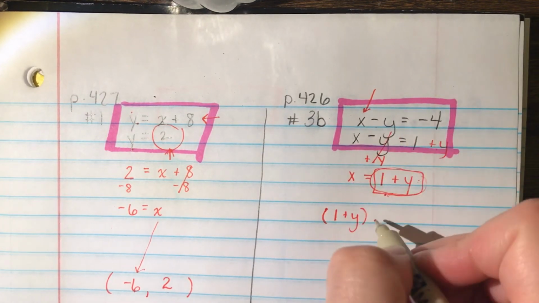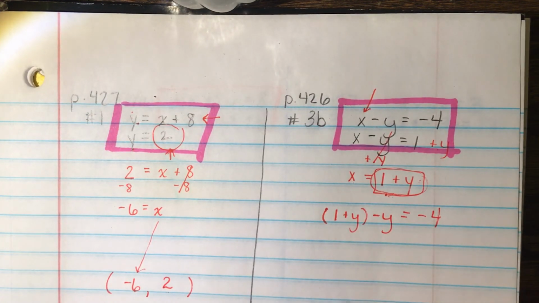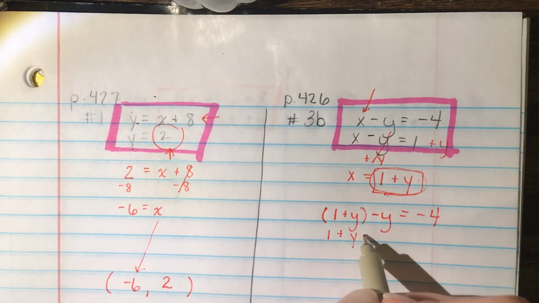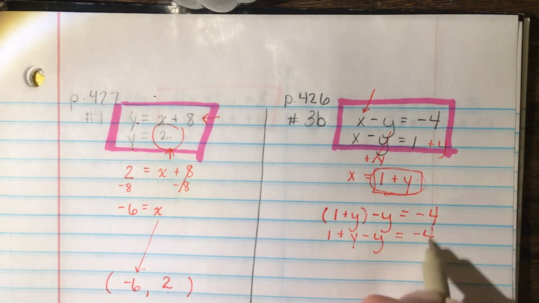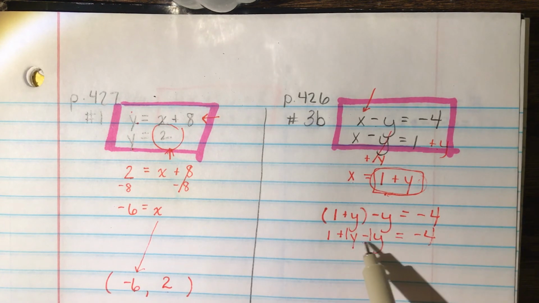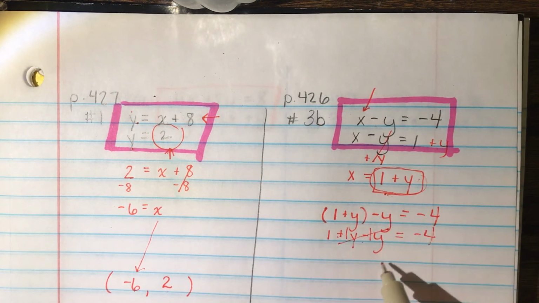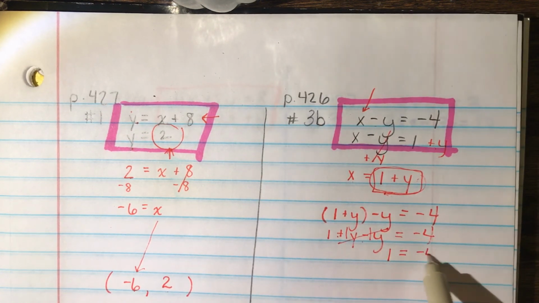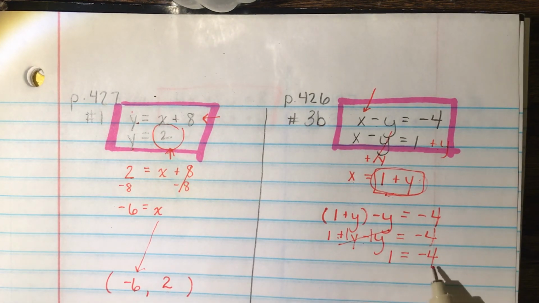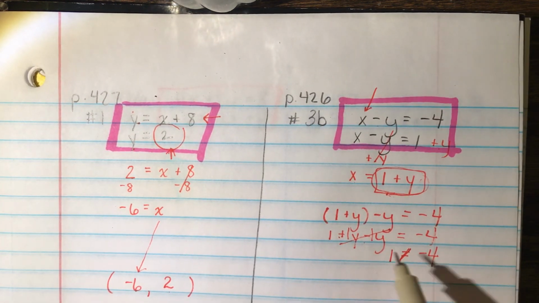Then I'm going to rewrite the rest of the problem, minus y equals negative 4. All right, I can drop these parentheses, so I really have 1 plus y minus y equals negative 4. And remember, this is like a 1y and this is a 1y, so 1y minus 1y gives us 0y, so they're gone. Now I'm left with a 1 equals negative 4. When you run across a problem like this, where they actually do not equal each other, this is where we would say no solution.